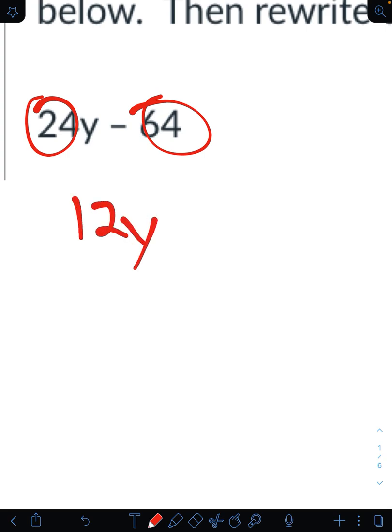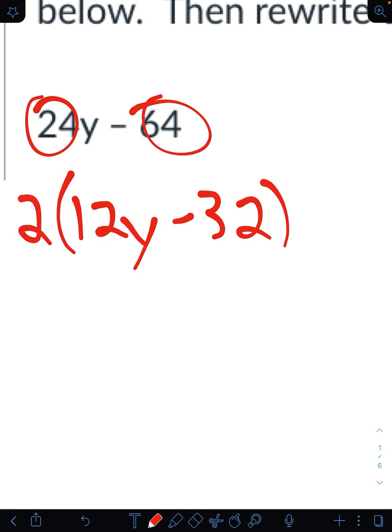So here's what you can do. You could divide both of these by 2. So it would be half of 24 is 12, half of 64 is 32. And you pulled out a 2. See? And you know it works because if you do 2 times 12, you get 24, and 2 times 32, you get 64. So you can pull out really any number that you want. We're just focusing on whole numbers right now.